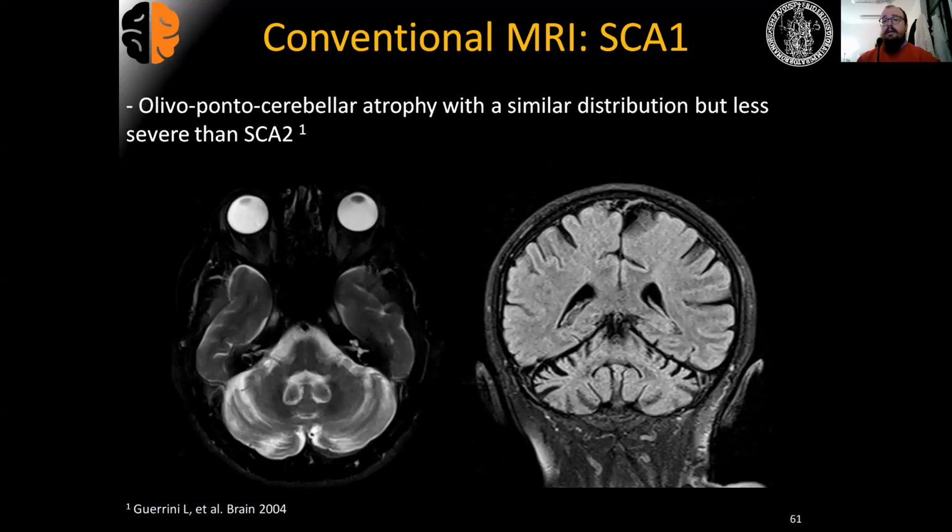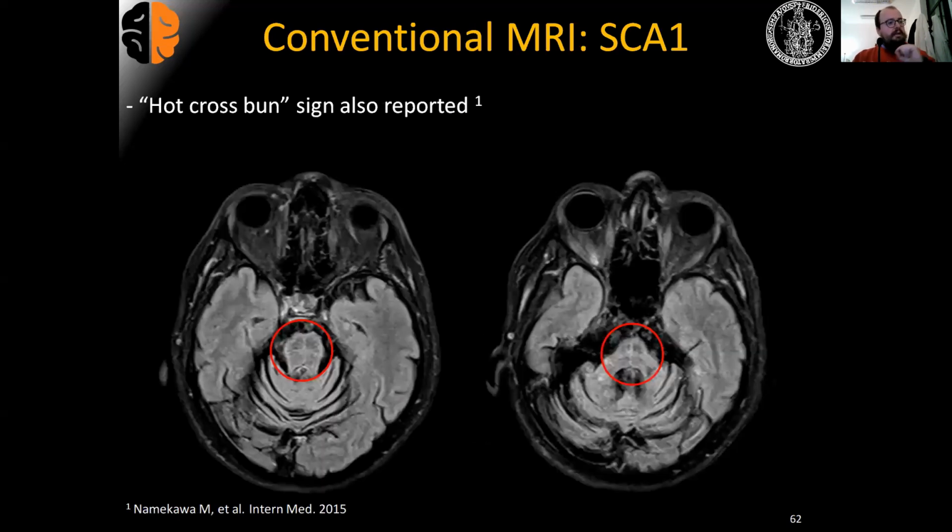While in type 1 patients, there is a similar pattern of olivopontocerebellar atrophy, although, as I showed you before, the pattern of atrophy is slightly less severe than in SCA2 patients, although still severe. Please notice that also in SCA1 patients, you have the presence of this hot cross bun sign.